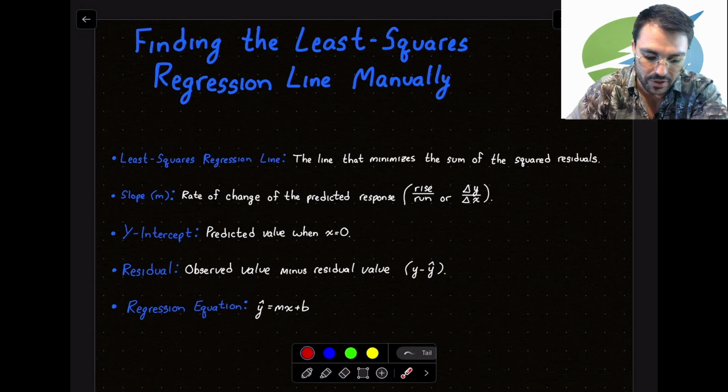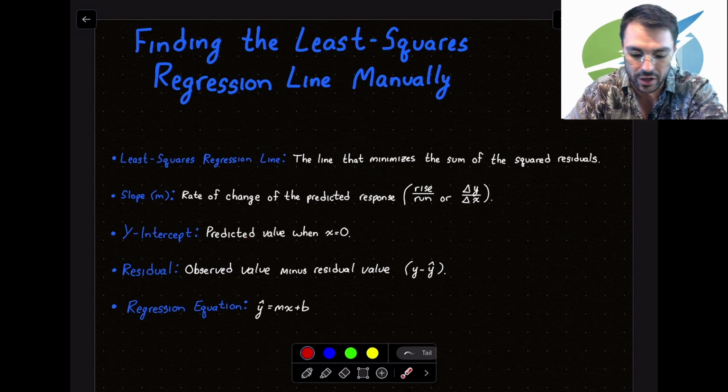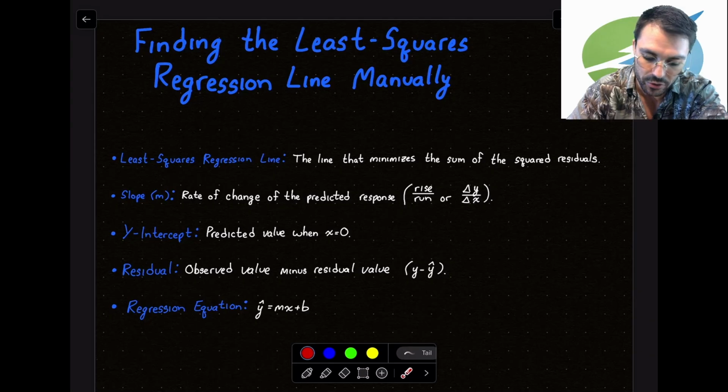The y-intercept in our slope-intercept form, y equals mx plus b, is denoted with the b here. This is the predicted value when x equals 0. Our y-intercept is also useful when we have to graph this thing manually. Residuals: the observed value minus the predicted value.